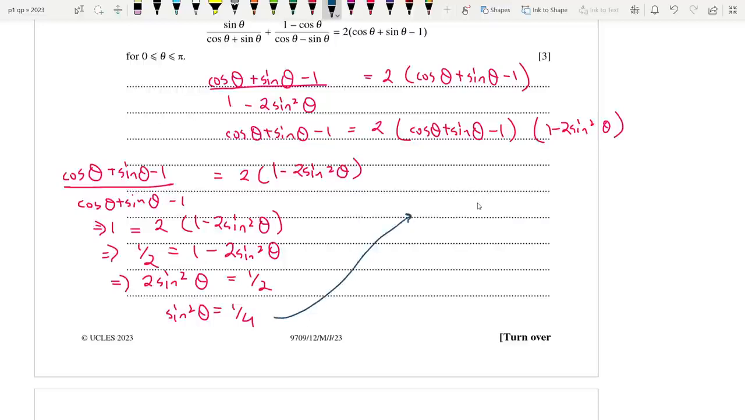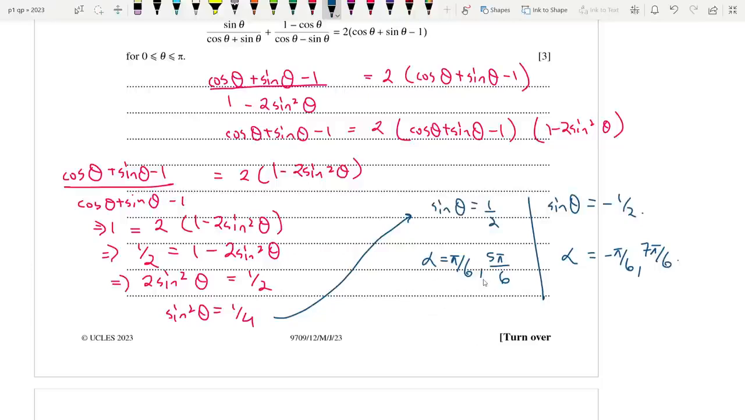We get two solutions. Sin theta is equal to half and sin theta equals minus half. So let's solve it from 0 to pi. So alpha is equal to pi by 6 and 5 pi by 6. Over here we get sine inverse minus 1 by 2. Alpha equals minus pi by 6 and 7 pi by 6.